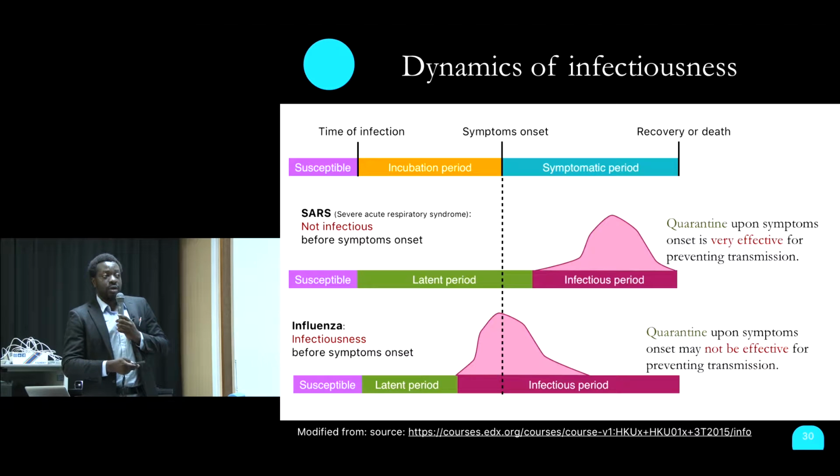So the duration of the latent period, or when the infectious period starts relative to the onset of symptoms, is a very, very important element that can direct which kind of intervention is better for which kind of disease.